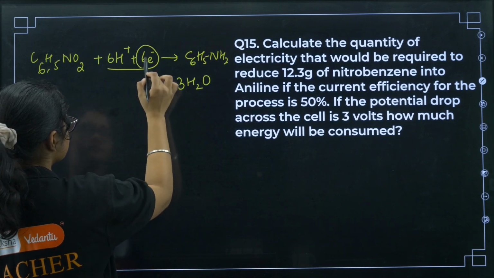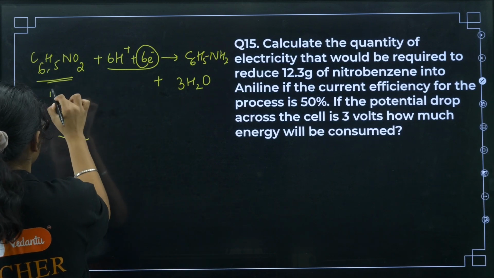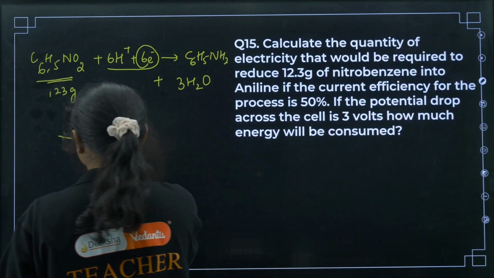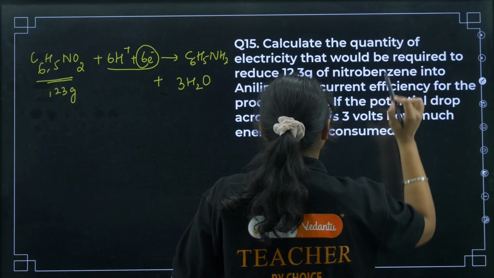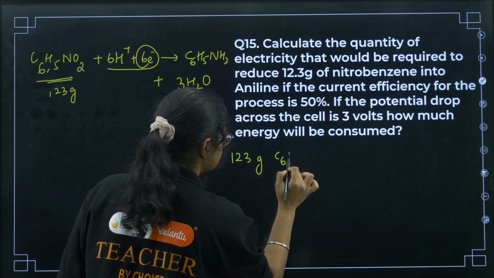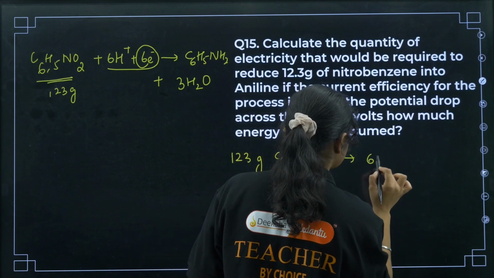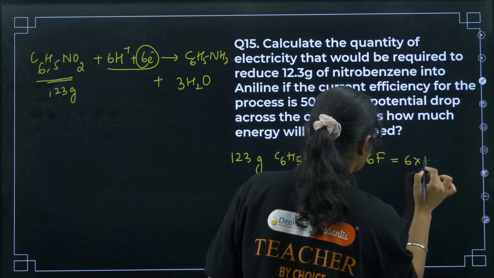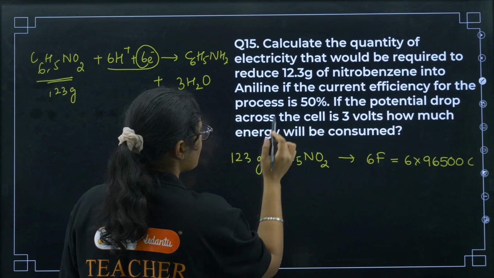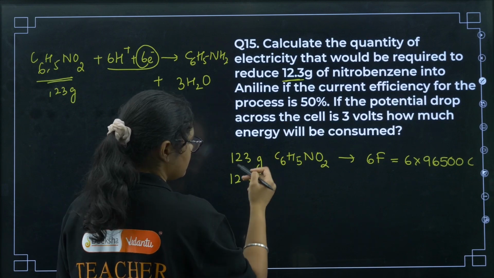So 6 moles of electrons are required. And what is the molar mass of this one? That is 123 grams. So for reducing 123 gram of nitrobenzene, how much Faraday is required? 6 Faraday, or I can say 6 into 96500 coulombs are required. Now for 1 gram, and for 12.3 gram, it means divided by 10.